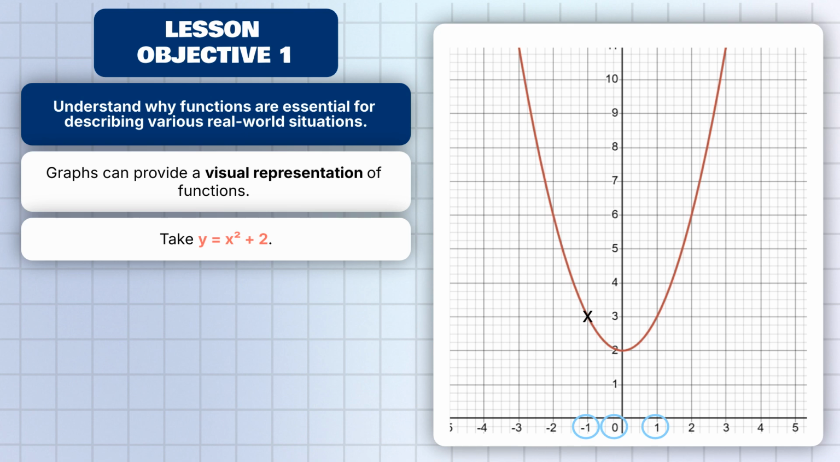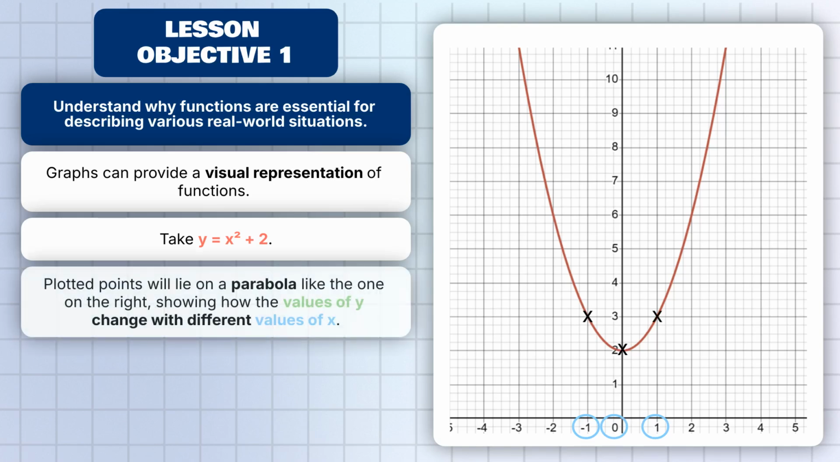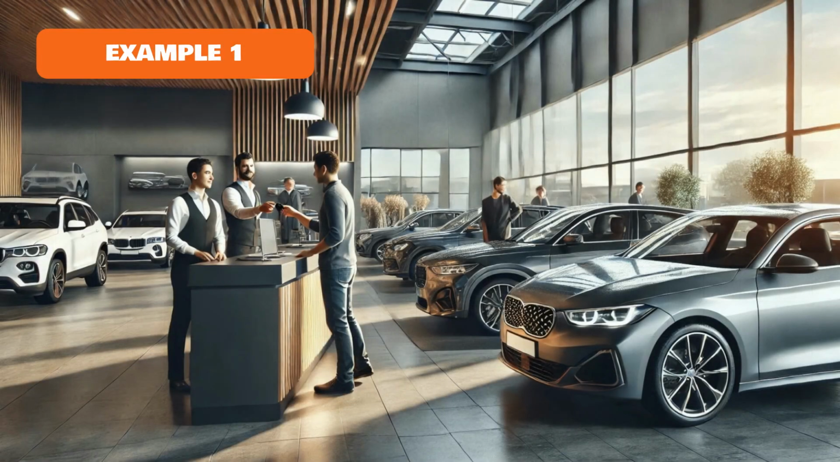When x equals 0, y equals 0 squared, which is 0, plus 2. This equals 2. When x equals 1, y equals 1 squared plus 2. Therefore, y equals 1 plus 2, which is 3. These points can be plotted and will lie on a parabola, showing how the values of y change with different values of x. Let's start with a simple example.